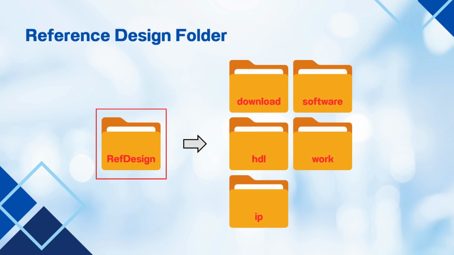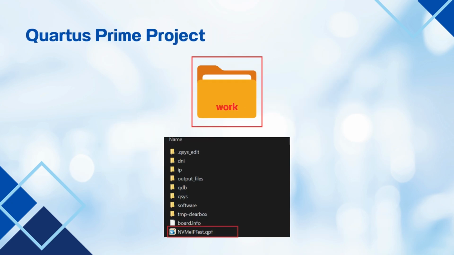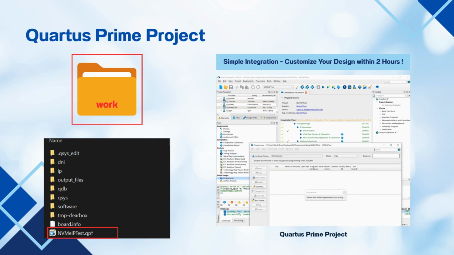Now that we are inside the Reference Design folder, you will see 5 folders: Download, HDL, IP, Software, and Work. Let's start with the Work folder. Inside this folder, we have already prepared a complete Quartus Prime project, so you don't have to set up anything from scratch. This project is set up for you to modify, customize, or use right away, saving time and effort in development. With this, integrating NVMe IP into your FPGA workflow has never been easier.